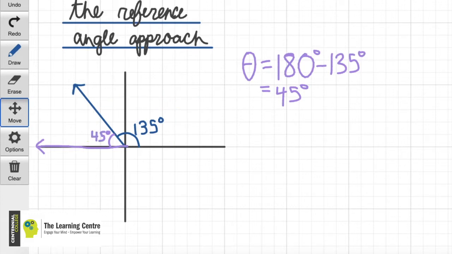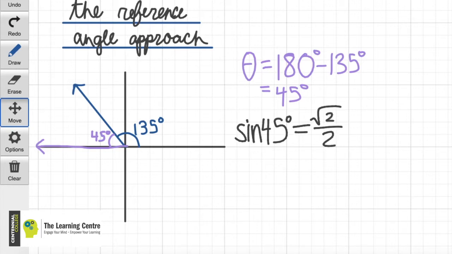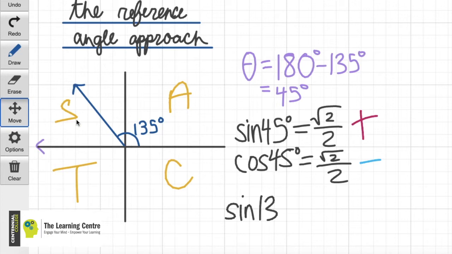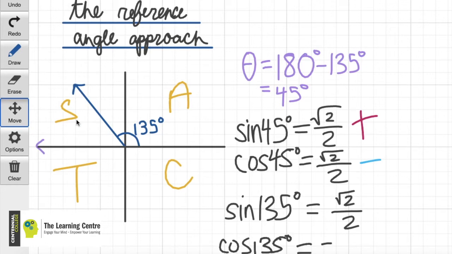We will now determine the values of sine 45 and cos 45. As we know from our unit circle, sine 45 degrees is root 2 over 2, and cos of 45 degrees is also root 2 over 2. Recall the cast rule. We see that the terminal arm lies in the second quadrant, where sine is positive and cos is negative. And so now we know the signs of these values of sine 135 degrees and cos 135 degrees, which are root 2 over 2 and negative root 2 over 2, respectively.